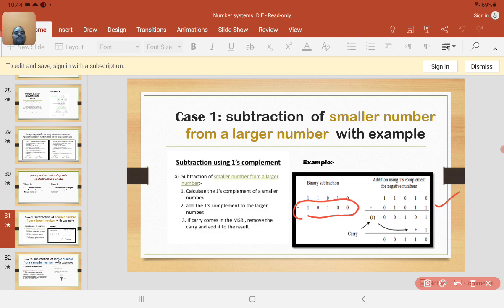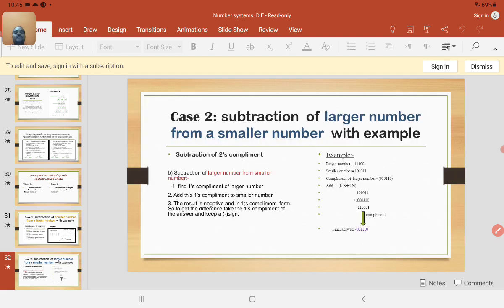We add these two numbers and get the sum like this, and in this sum we get a carry in the MSB, which is added back here. So at last we get 00110 for this addition. That is the case of subtraction of a smaller number from a larger number using one's complement. Whereas in case 2, it is subtraction of a larger number from a smaller number.